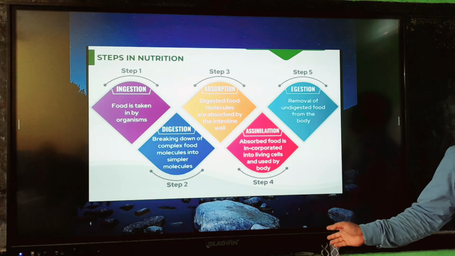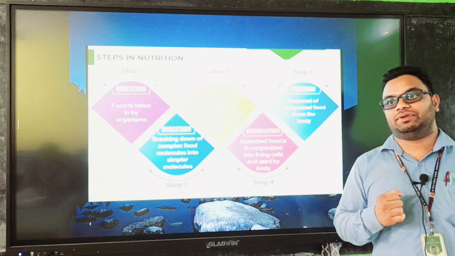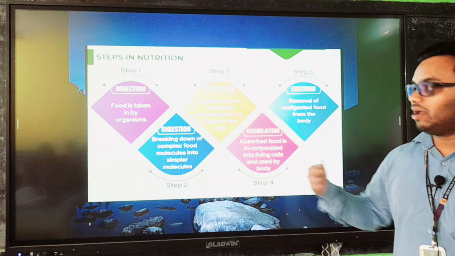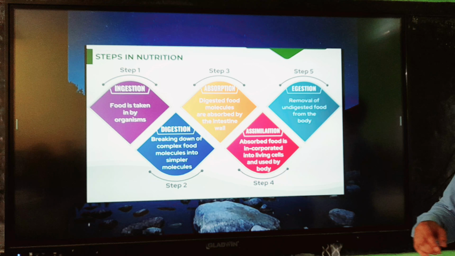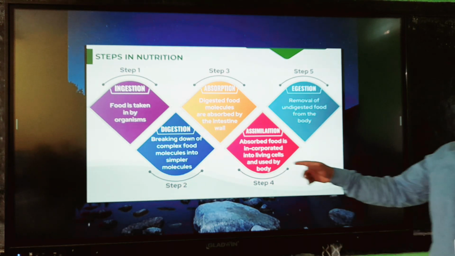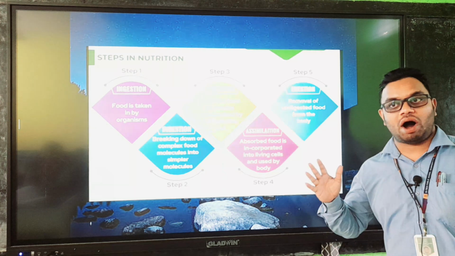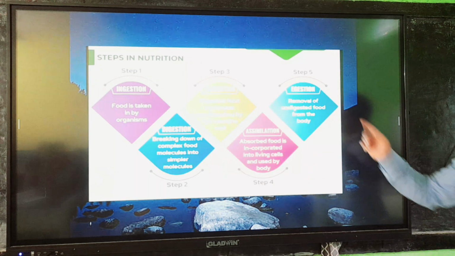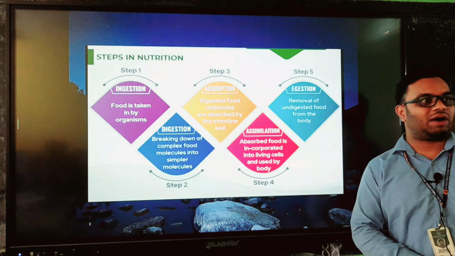Any doubt here? Ingestion means taking in the food, we eat the food. Then digestion: food is digested in the stomach and small intestine. Then absorption in the small intestine, and assimilation, where the blood takes all the nutrients to the trillions of cells of our body. Then egestion: the undigested food is removed from the body. Any doubt?